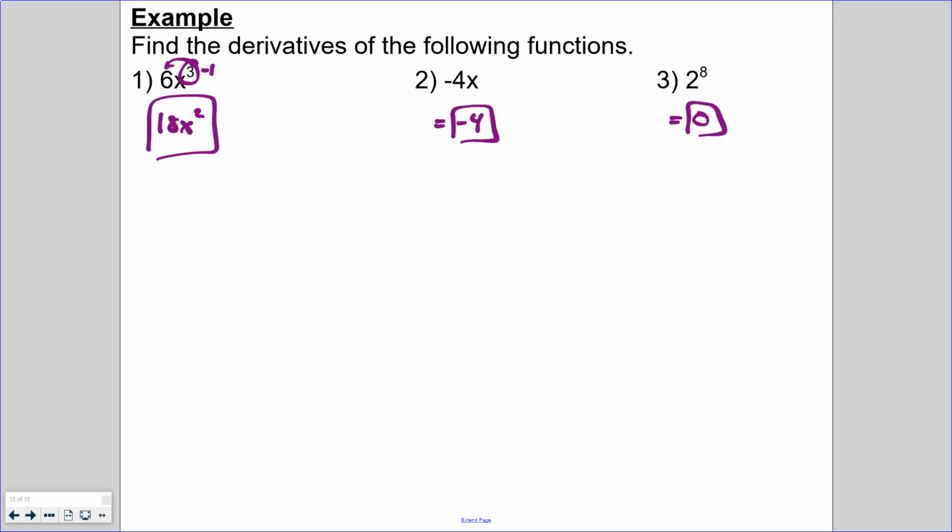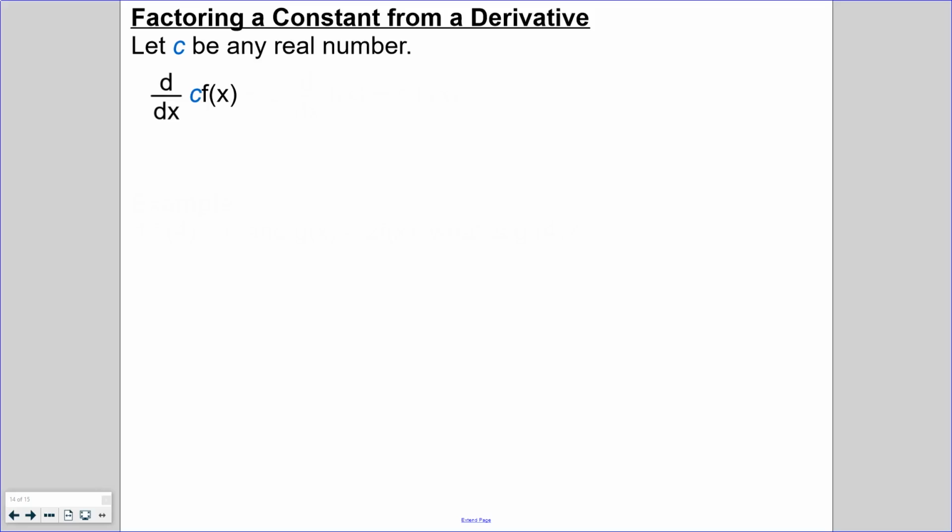All right, so there's one final rule we need to go over that's going to help us when we are finding derivatives of all sorts of equations and expressions, and that is factoring a constant from a derivative. So we're going to let c be any real number, and we want to take the derivative of c times f of x. If c is a number that can be factored out of f of x, this rule says that we can then factor it out of the derivative. So d/dx of c f of x is going to be c times d/dx of f of x, and then we can take the derivative of f and end up with c times f prime of x.